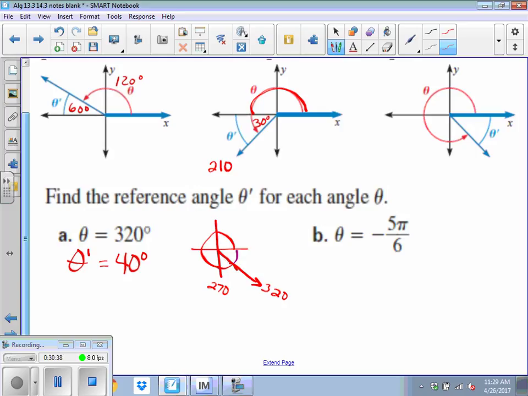Negative 5 pi over 6. I have no idea where that is. Change it to degrees so we can figure out where that is. How do we change it to degrees? We multiply it by what?